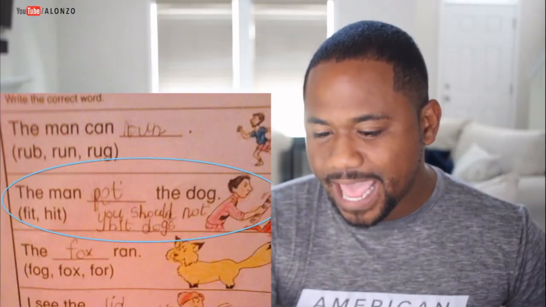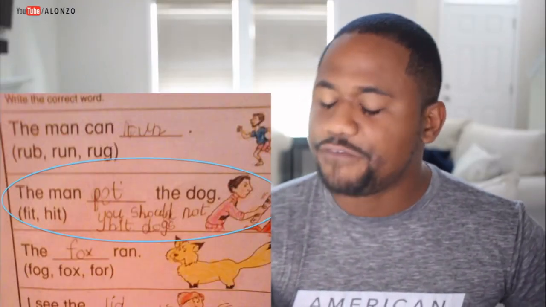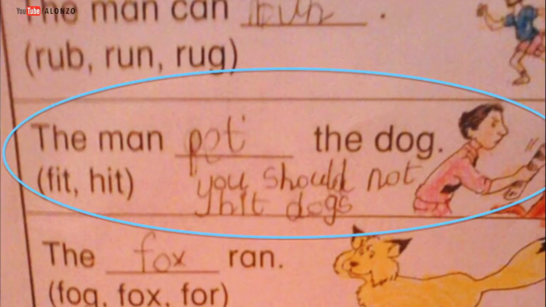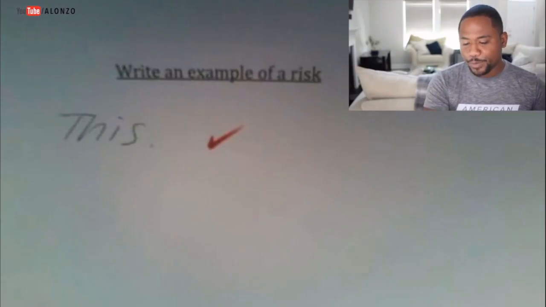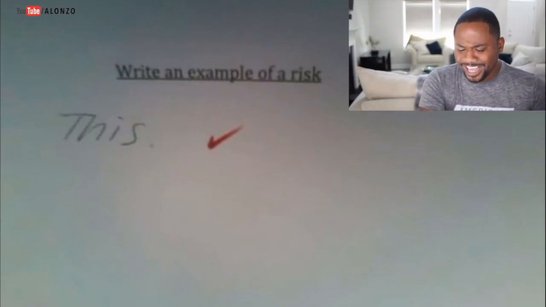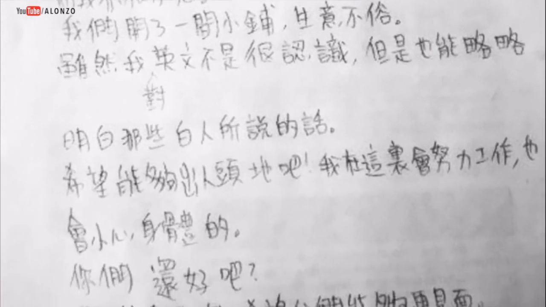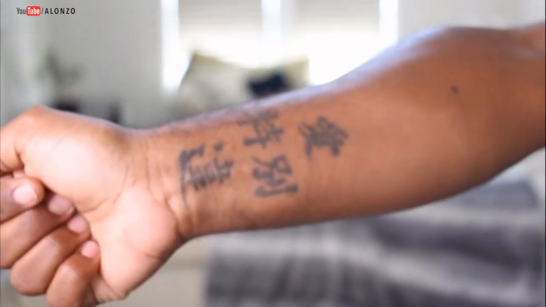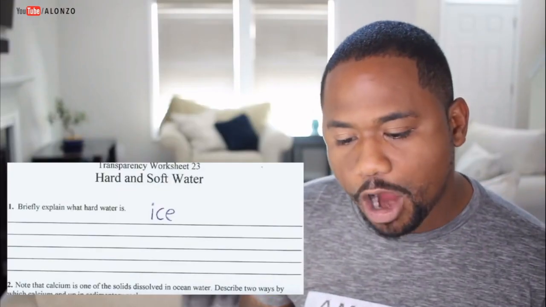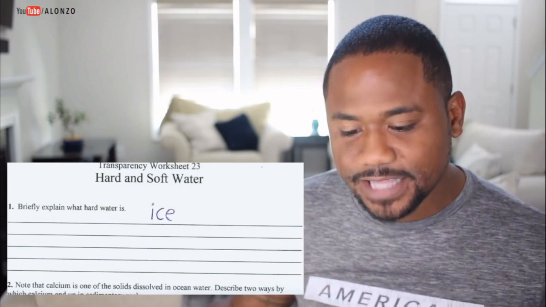The man pet the dog? Okay, first off, is fit or hit? You should not hit dog. Write an example of a risk. This. What kind of work? You are to assume the role of a Chinese immigrant in 1870 and write a letter home describing your experiences. Can anyone confirm what this says, and even if this is right? Because I have a tattoo and I don't even know if this is right anymore. Can y'all tell me what this says right here? Briefly explain what hard water is. Ice. That's what it is.